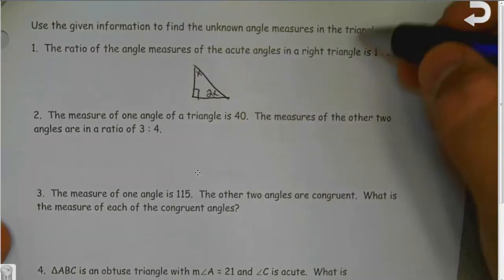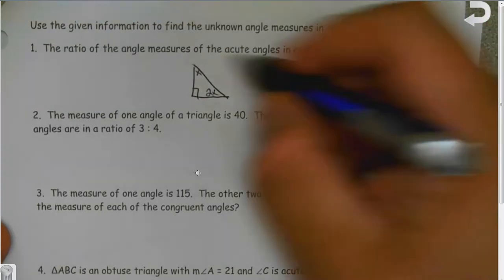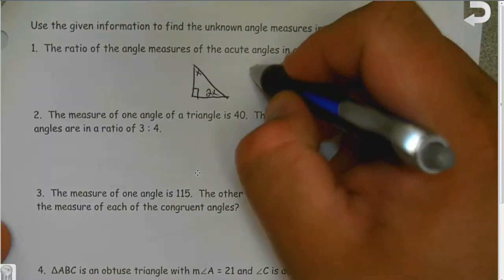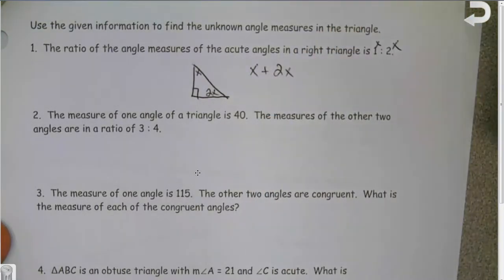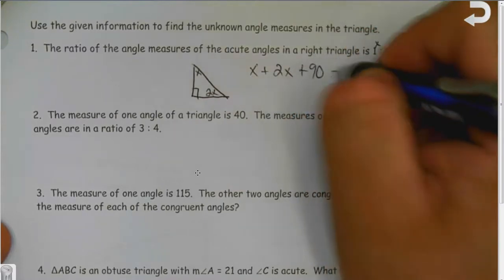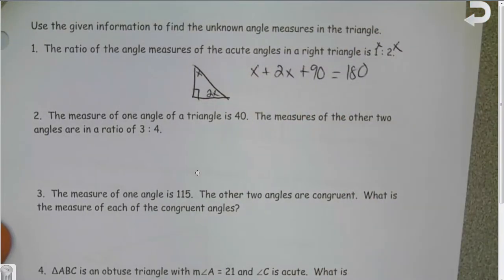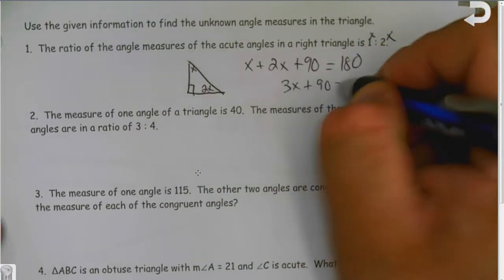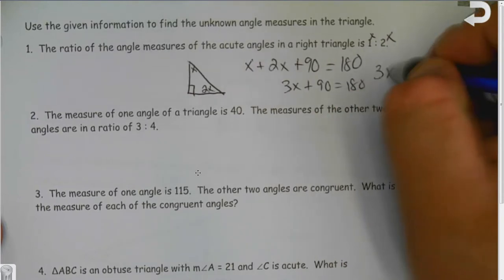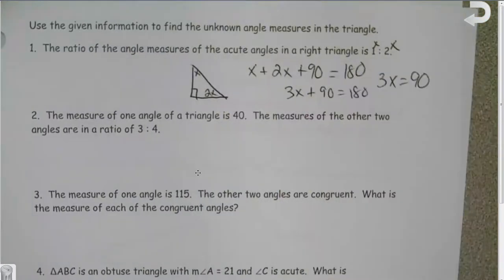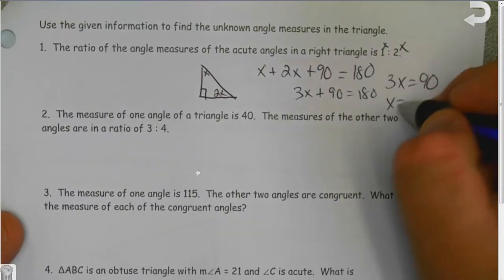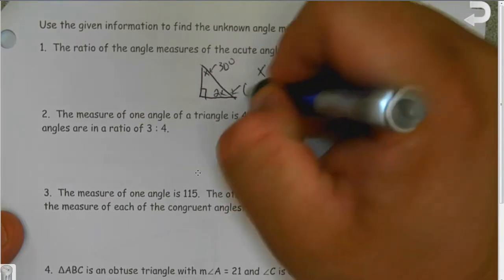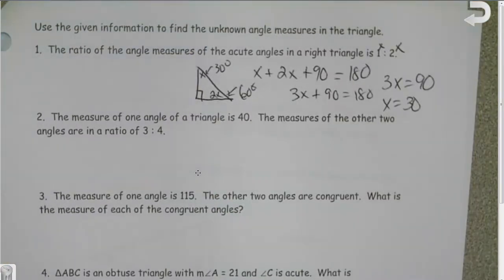And so now I can do some algebra. x plus 2x is going to have to equal what? x plus 2x plus 90 is going to equal 180, right? So then when I do these, I get 3x plus 90 is equal to 180. 3x is equal to 90, which we knew, that x and 2x together had to equal 90. So x is equal to 30. And so this angle is 30 degrees, and this angle is 60 degrees. And I have myself a triangle.